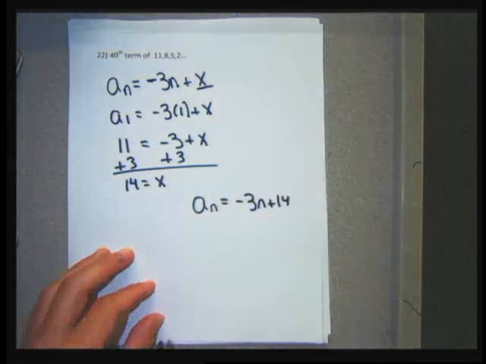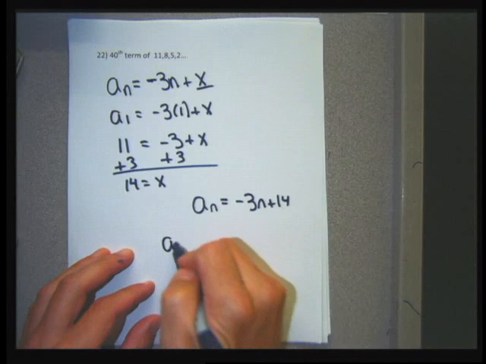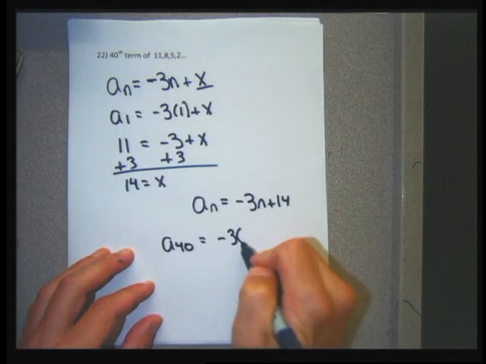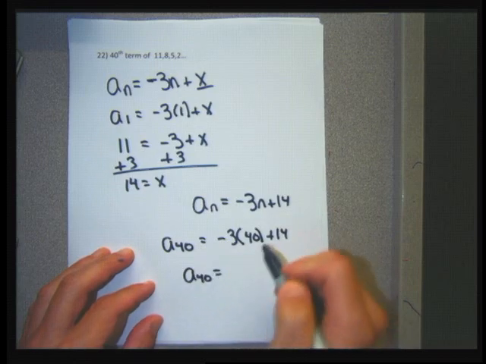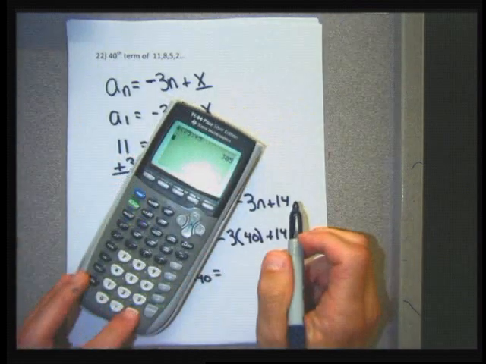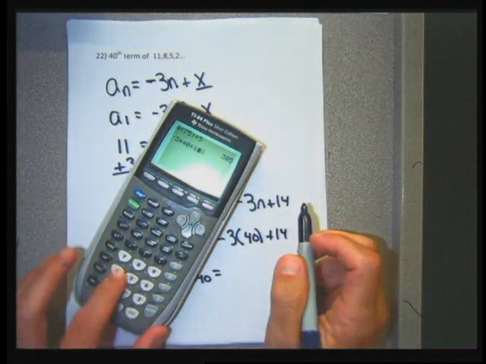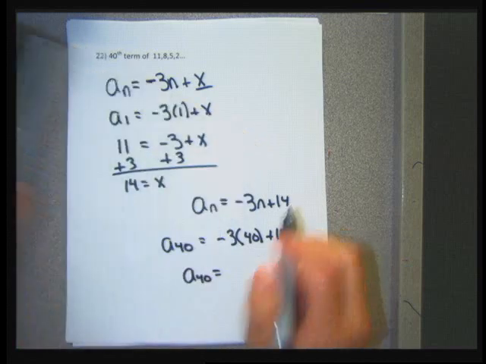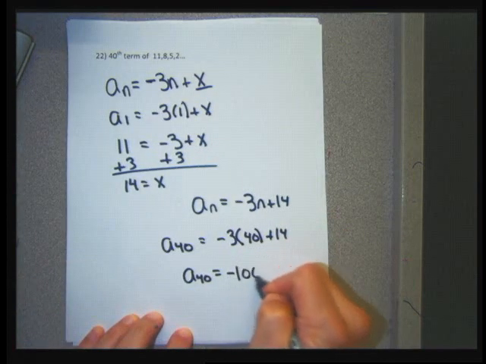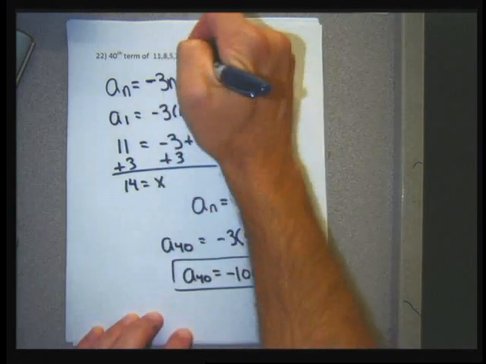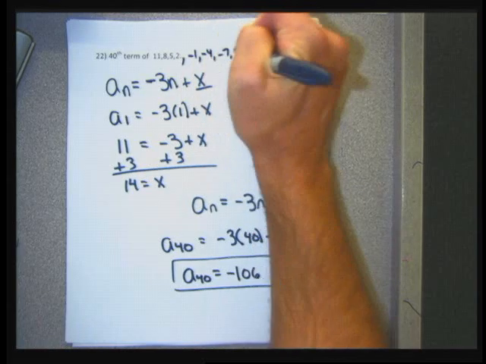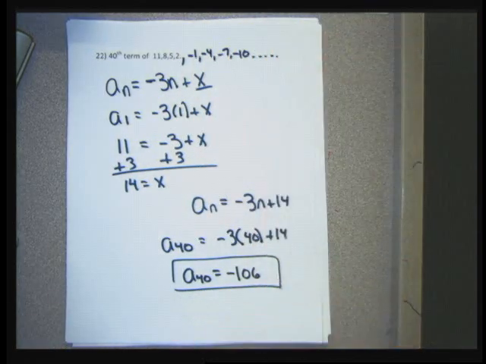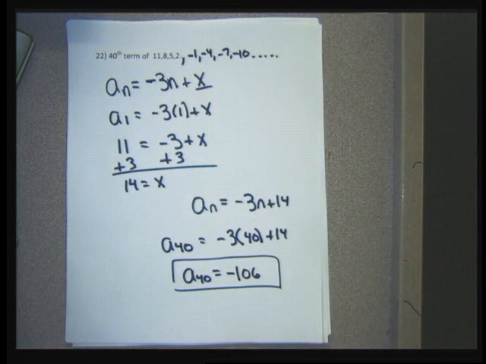Now I can find the 40th term by going a sub 40 equals negative 3 times 40 plus 14. Simplify this and I'll get my answer. I think it's negative 106, but I'm going to go negative 3 times 40 plus 14. My calculator tells me it's negative 106. So if I listed 40 terms in this sequence, the next one would be negative 1, and then negative 4, then negative 7, then negative 10. I'd have to go a long ways to get to negative 106. But if I listed 40 terms, the 40th term should be negative 106.